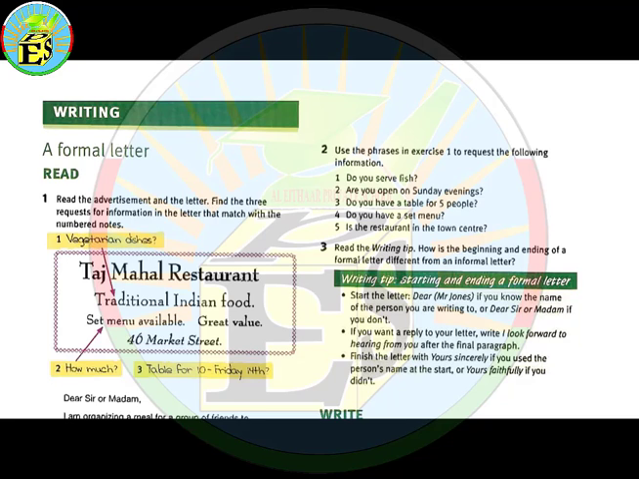The meaning of formal letter: it's a kind of letter that is written for official and professional communication. So when you want to communicate with someone who you don't know or someone for the first time, it's preferable to write a formal letter. The opposite of formal is informal.